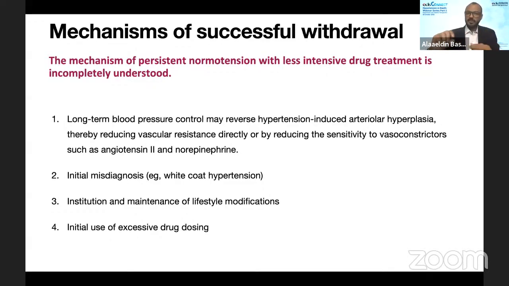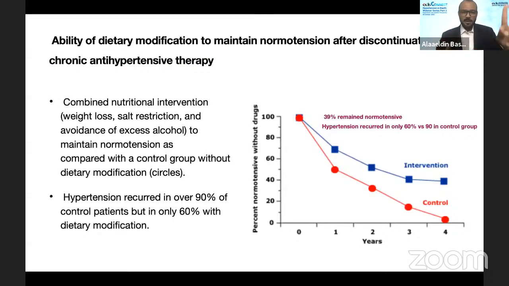Initial use of excessive drugs, for example, when you start a patient on 2-3 drugs initially while he required only one, when you come to reduce the antihypertensive treatments, you succeed because it was an over-treatment at the start. So I'm almost finishing.